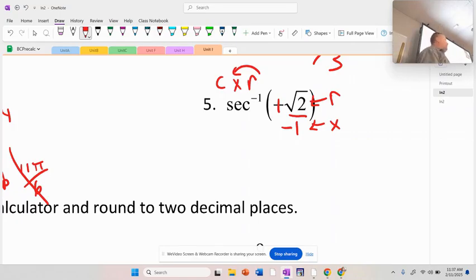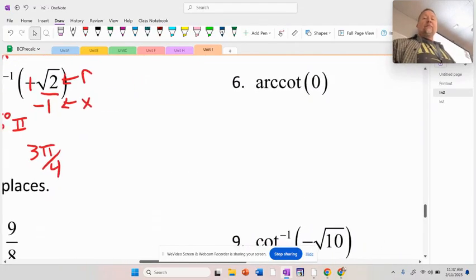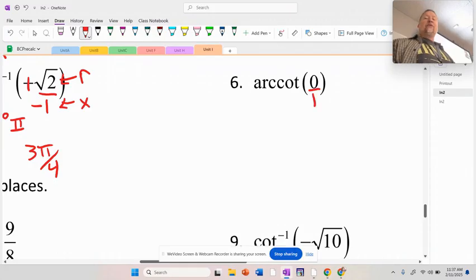So this is r over x. Okay, root 2. What kind of angle measure is this? We should know the root 2 thing is a 45. And then where do I have to answer cosecant? What's the rule say? 2. So what's the 45 in quadrant 2? 3 pi over 4. Hopefully you're understanding. Notice what I'm doing again.